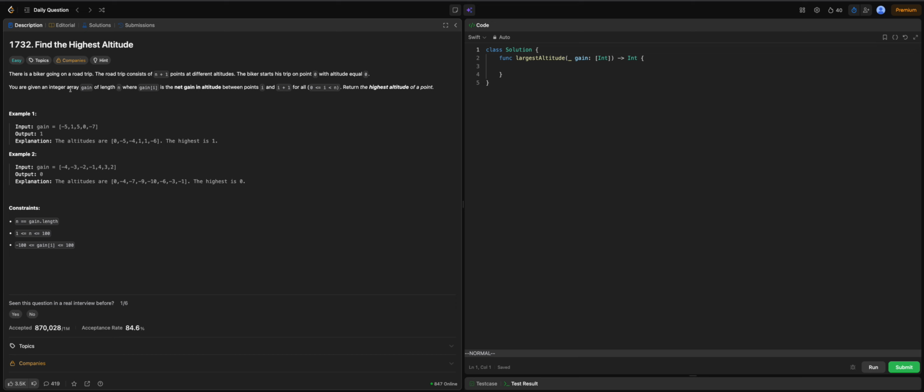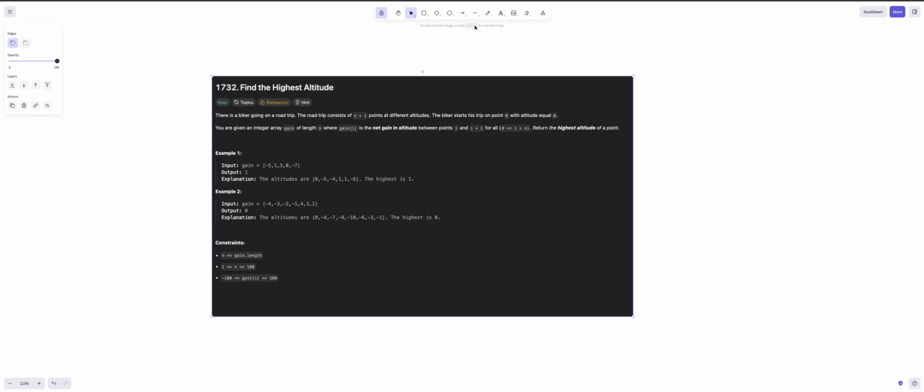We are given an integer array gain of length n, where gain[i] is the net gain in altitude between points i and i+1 for all i from 0 to n-1. We have to return the highest altitude. To calculate it, we have to understand how the given numbers work before we deep dive into the problem. The highest altitude can include negative values also. We need to keep that in mind.